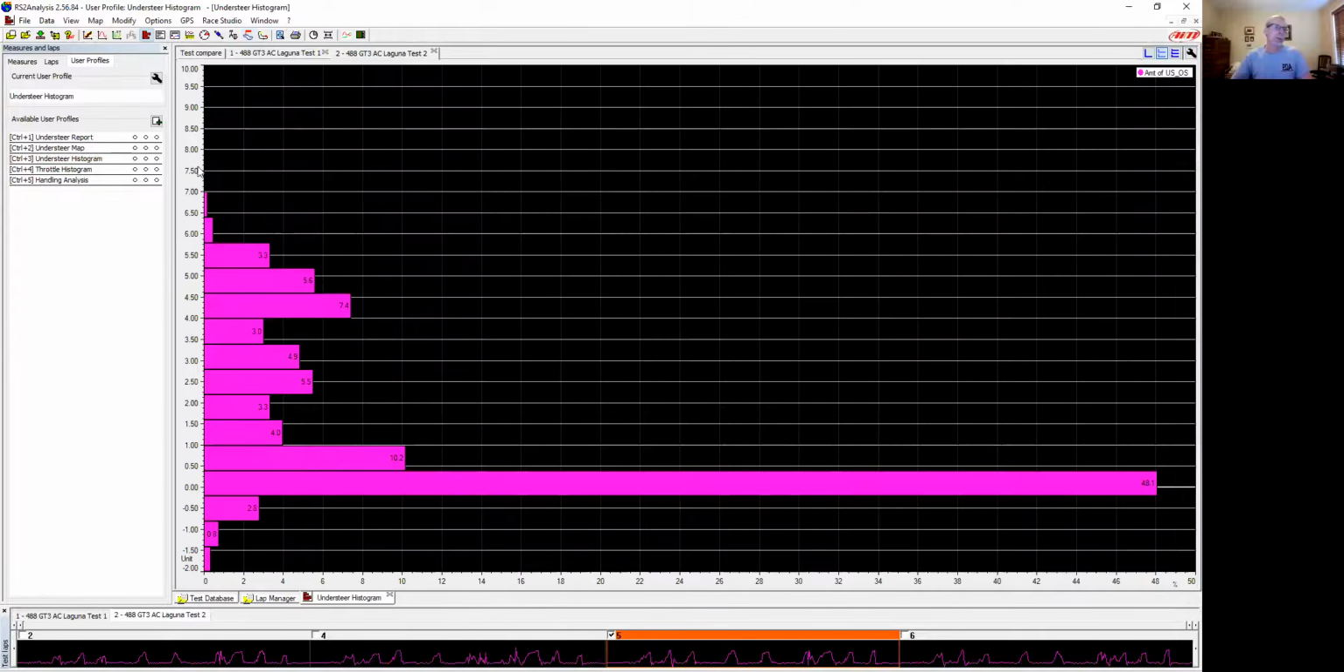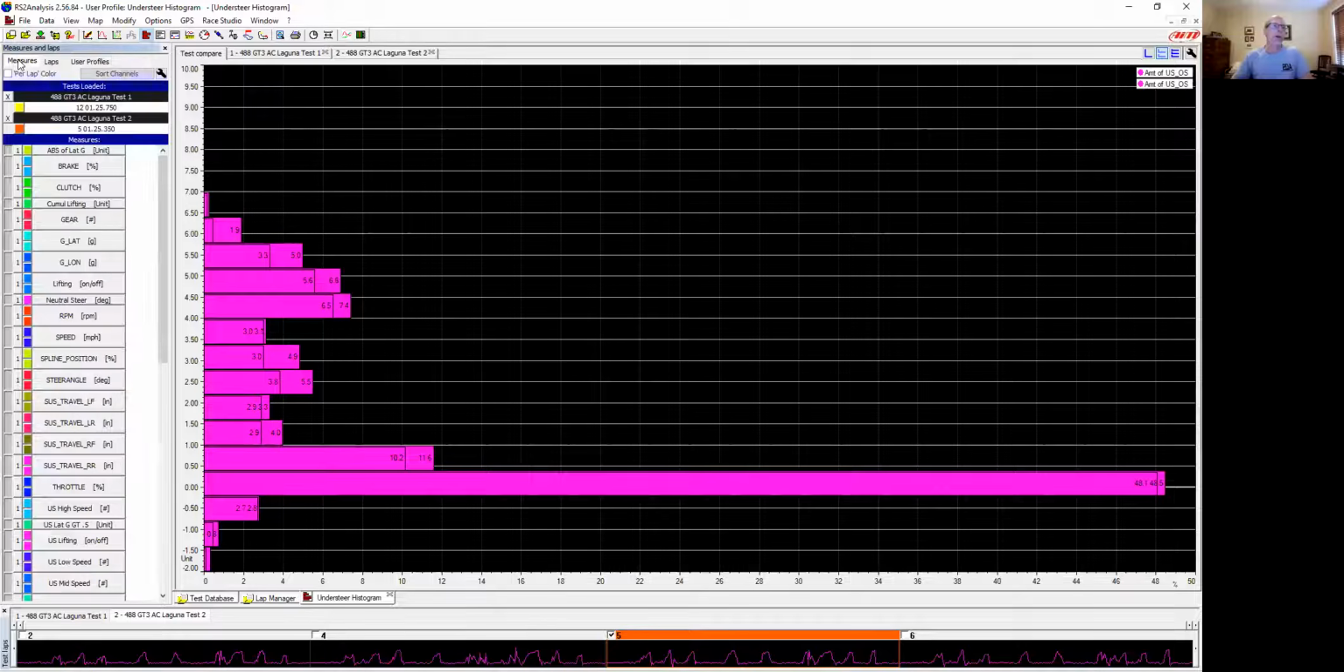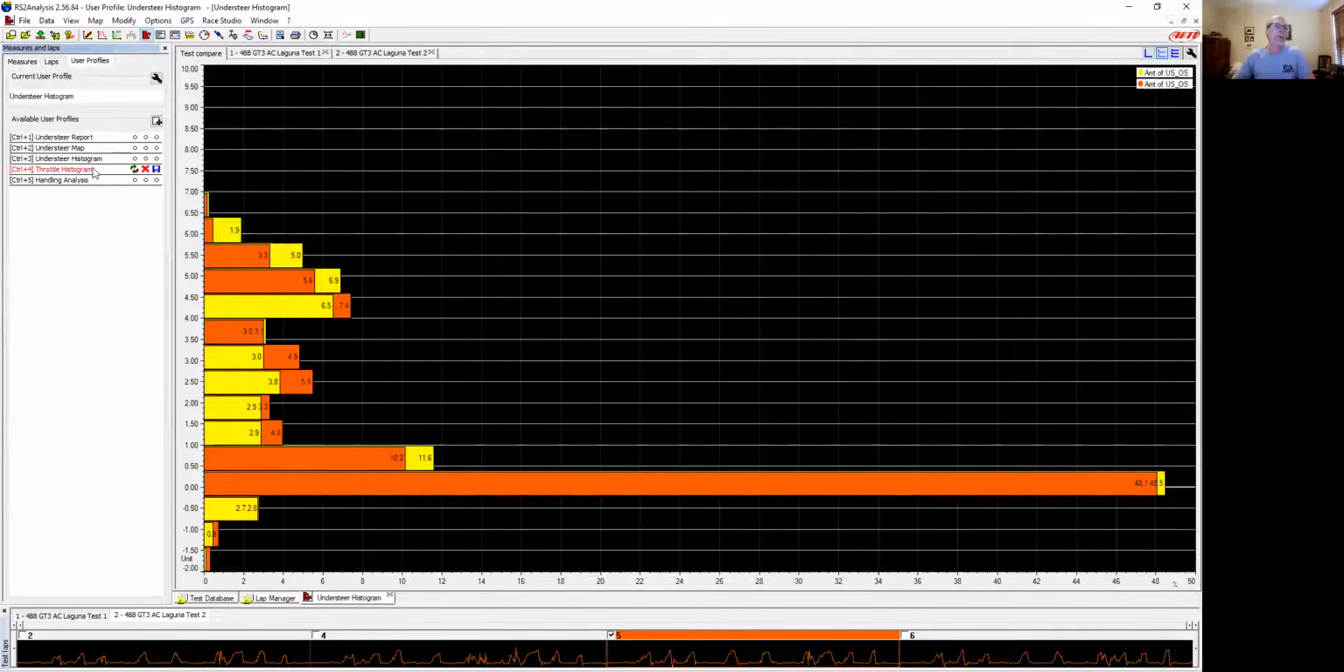Understeer histogram, take a look at this. We'll do test compare and then measures and then per lap color so we can see the difference. So the faster lap in test 2 is orange and the other one is yellow. So you can see how the numbers dropped across the board in the critical area of the measured understeer. Yeah. Yep. And you can actually see that the oversteer also picked up at the bottom too. So yeah, so far everything is falling in line with what we would expect.